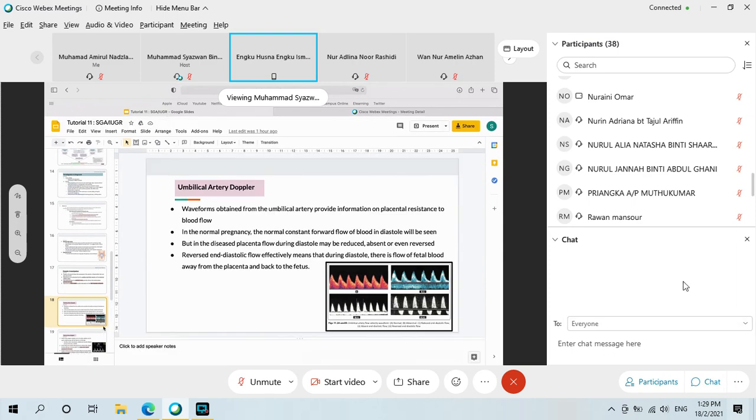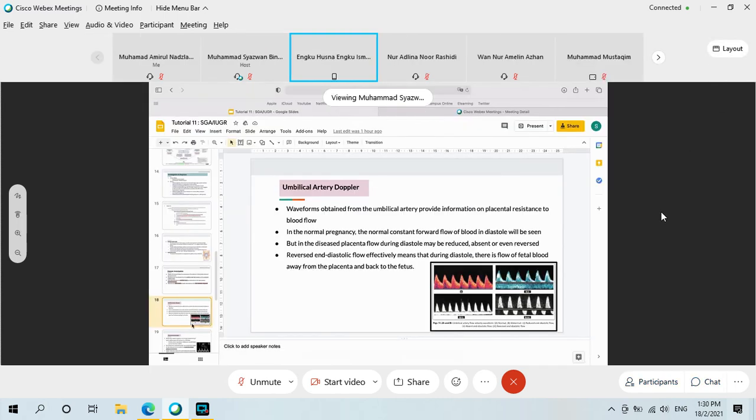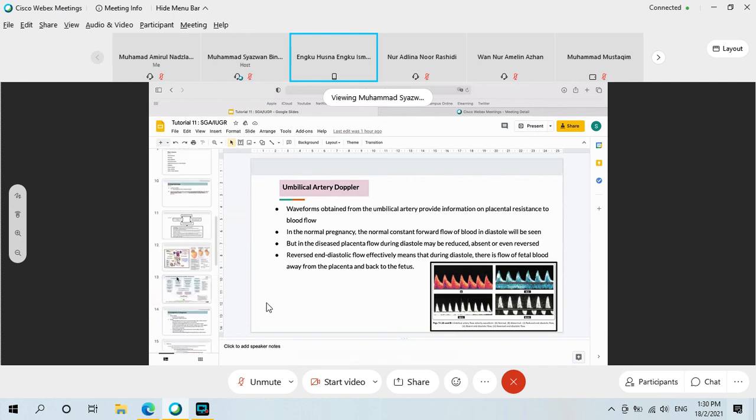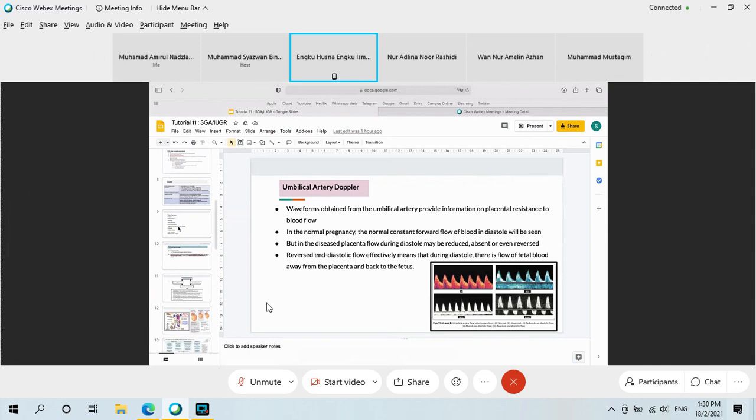And then one more thing I want to highlight. If it is small for gestational age, usually in our population it is because the mother is small. So most of the time SGA is actually constitutionally small, meaning the mother is small, the baby is also small.